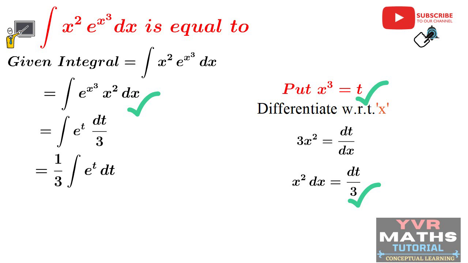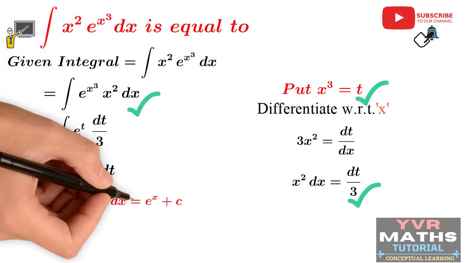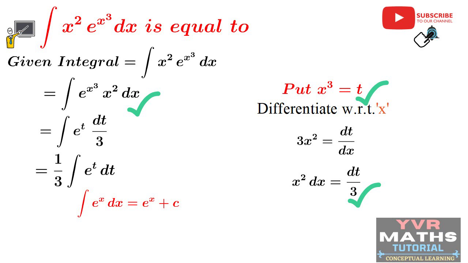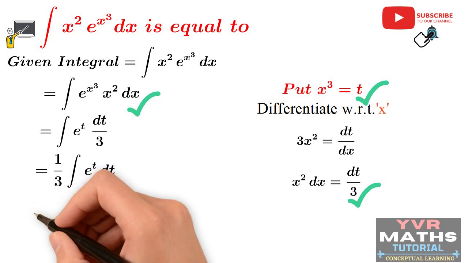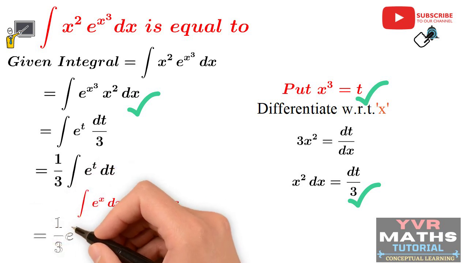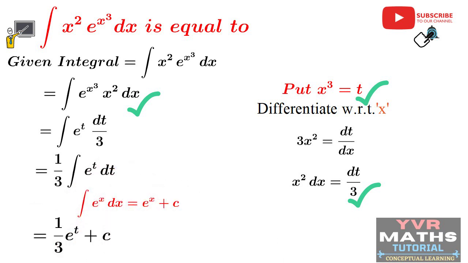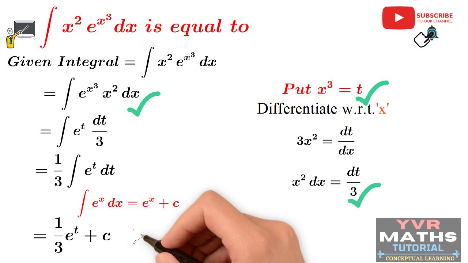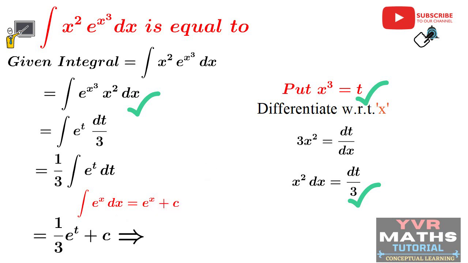So we know the standard integral formula: integral e power x dx is equal to e power x plus c. If we apply this standard formula, then what we will get? See here, 1 by 3 into e power t plus c. Now replace the new variable by the original variable in the answer. So what is the new variable here?